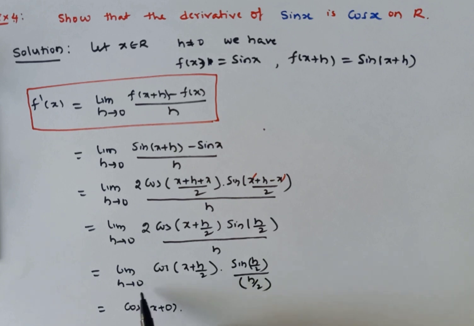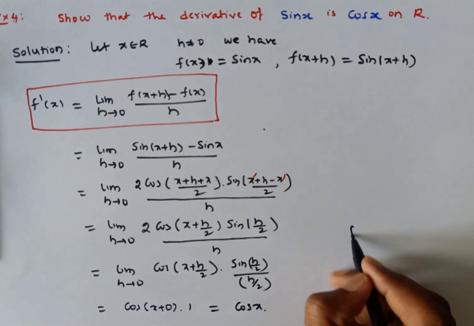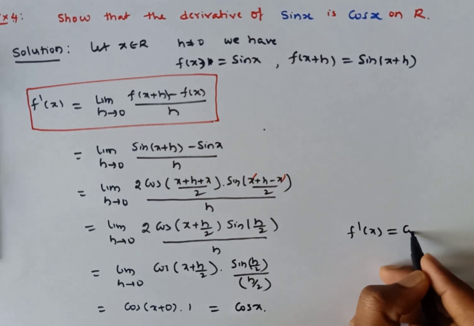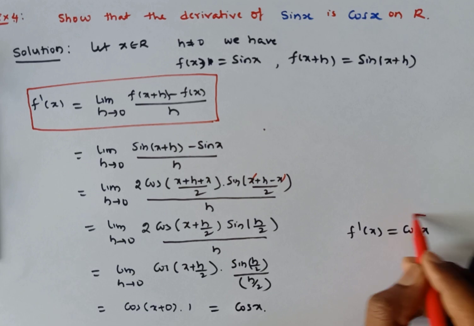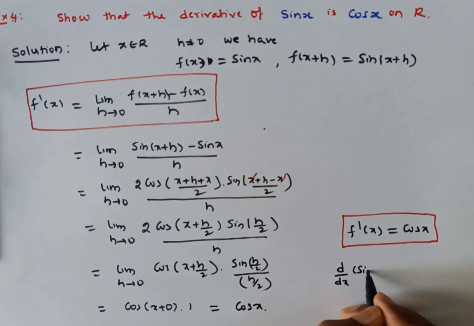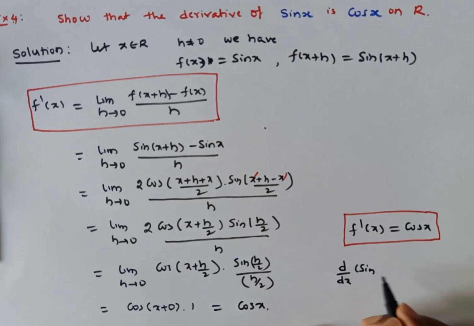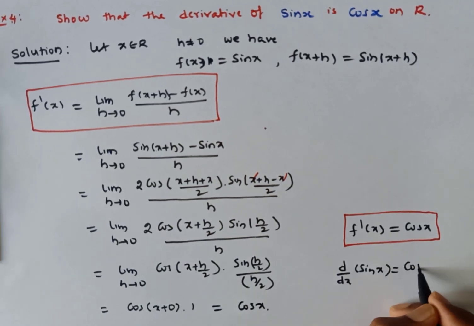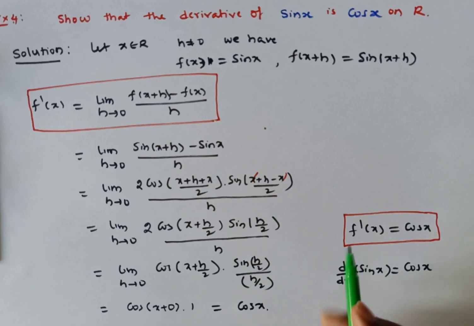If we assume that, then y tends to 0, so it is limit y tends to 0 of sin y by y, and sin y by y is 1. It is the sin theta by theta formula, and sin theta by theta is always 1. Therefore this equals cos x. So f dash of x equals cos x, where f of x is sin x. The derivative of sin x is cos x, or we can write d by dx of sin x is cos x. You need to remember this.